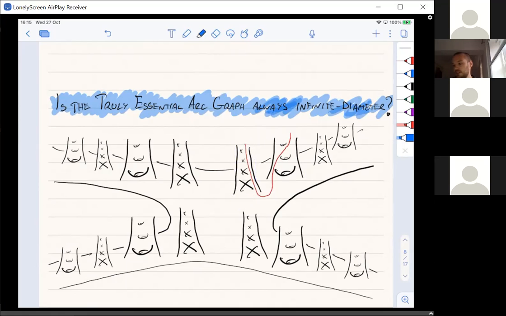Okay, so this kind of arc is truly essential. But the point here is that the mapping class group orbit of this arc is just so huge, and you can find a copy of this arc, or something that looks like this arc, almost anywhere in the surface.